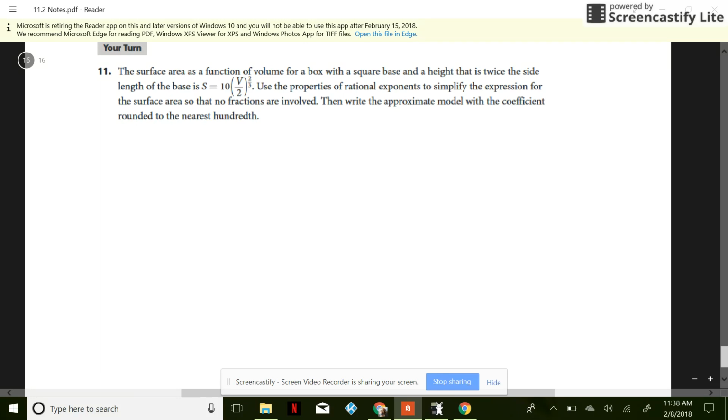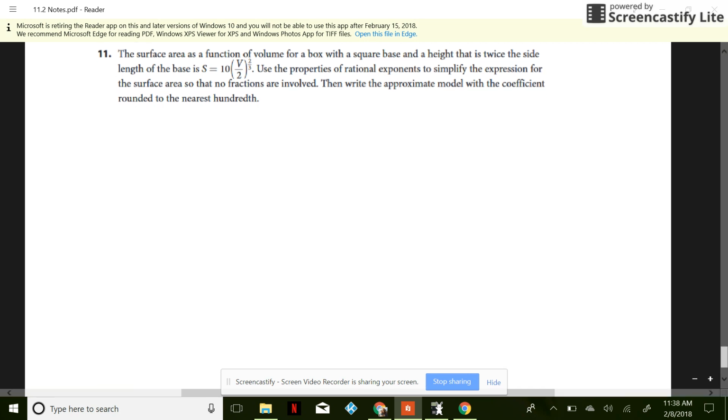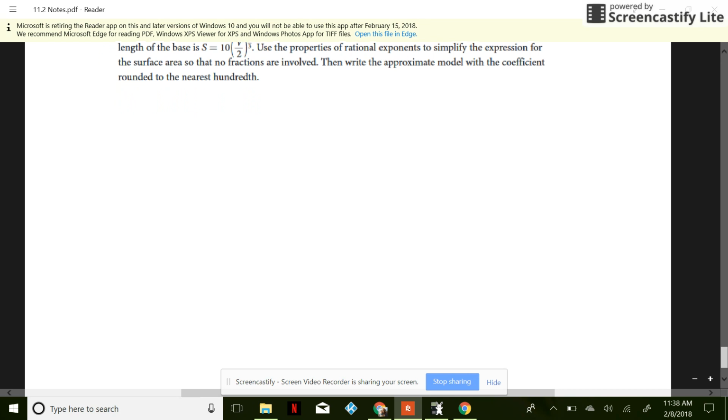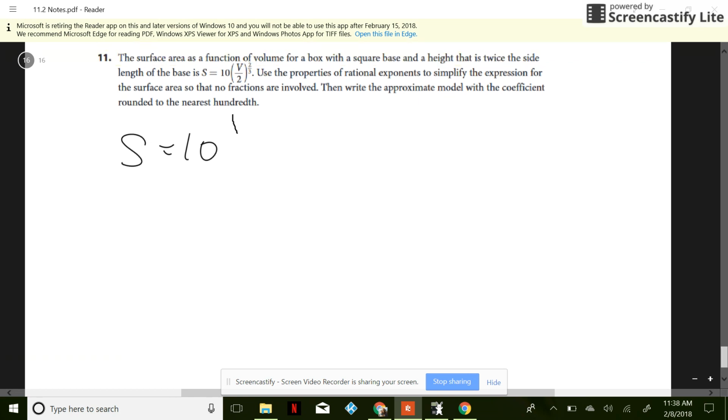So here the surface area is a function of volume for a box with a square base and a height that is twice the side length of the base. S is equal to 10 times V over 2 to the 2/3. So we're going to simplify the expression and then approximate the model with the coefficient rounded to the nearest hundredth. So essentially we have S is equal to 10, and we can separate that division. V to the 2/3 over 2 to the 2/3. We can break apart that 10 to become 2 times 5. So our numerator is now 2 times 5 times V to the 2/3 over 2 to the 2/3.